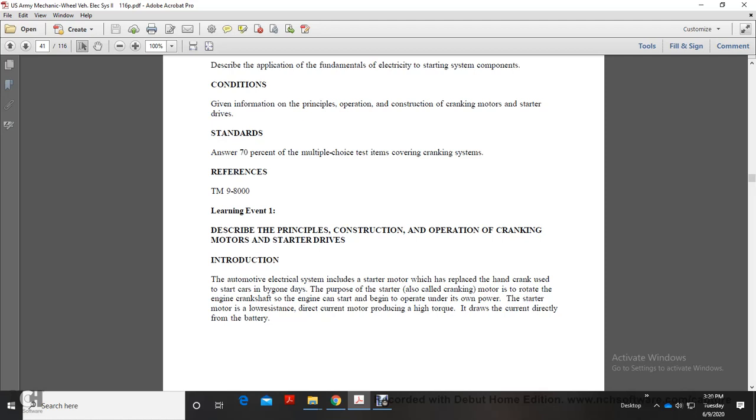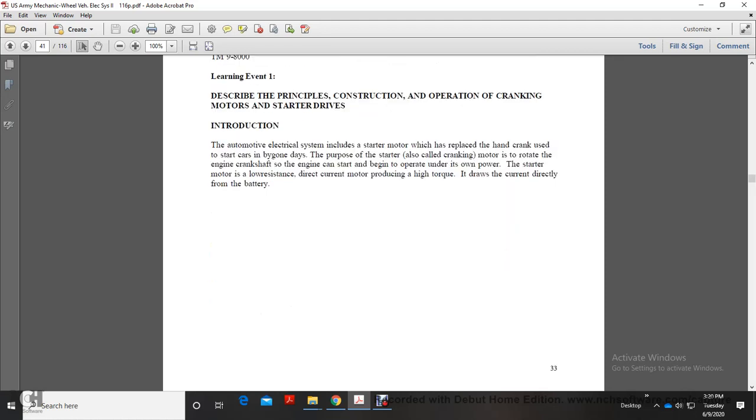An introduction. The automotive electrical system includes the starter motor, which replaces the hand crank used to start engines in earlier days. The purpose of the starter, also called the cranking motor, is to rotate the engine crankshaft so the engine can begin to operate under its own power. The low resistance direct current motor produces high torque by drawing current directly from the battery.